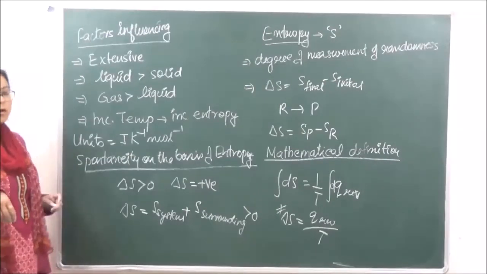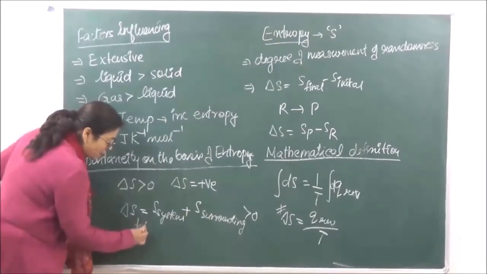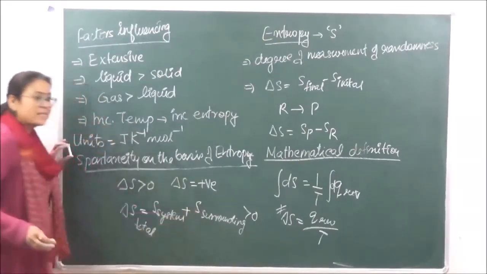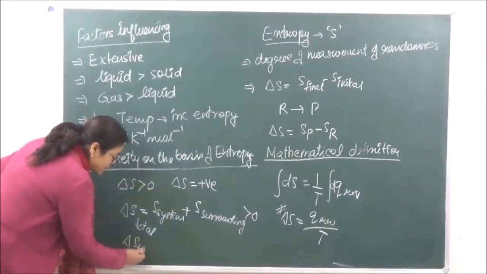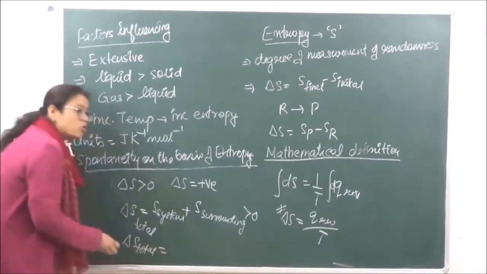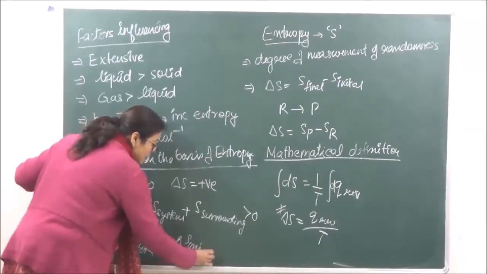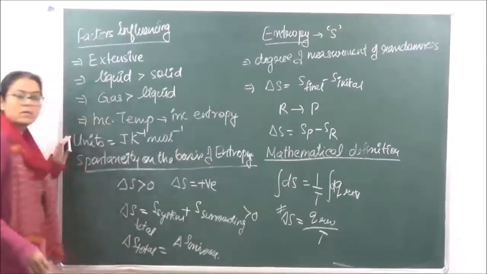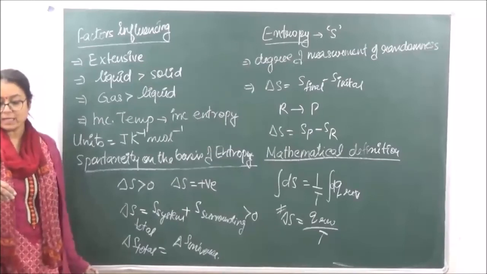So S total is going to be equal to what then? If you're taking this as S total, system plus surrounding, that is equal to universe. So delta S total is also equal to delta S universe. Is it clear?